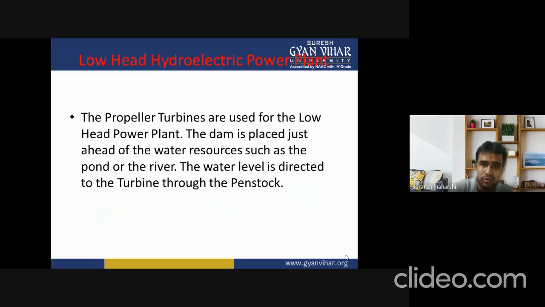And in this type of hydroelectric power plant, the penstock is connected through the dam at the lower part. So these types of hydroelectric power plants are called low head hydroelectric power plants, and they are used for reservoirs, rivers, and some particular applications.